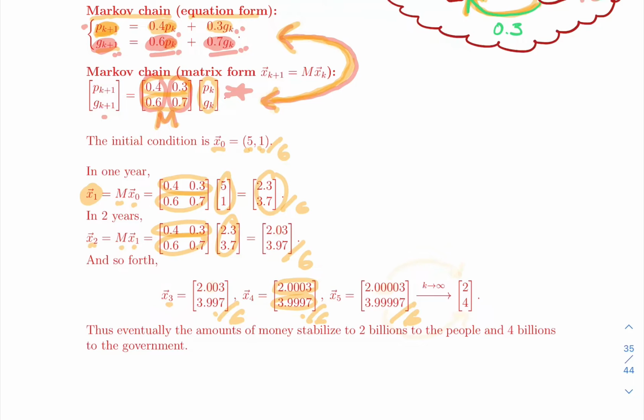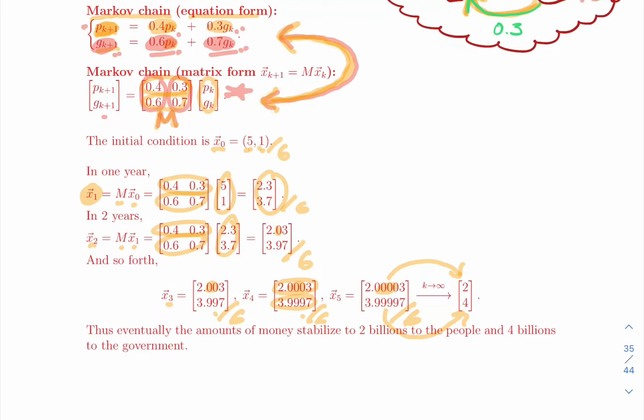And then here we can start to see a pattern. If you let this go forever, you see these zeros: 1 zero, 2 zeros, 3 zeros, 4 zeros. You're going to have more and more zeros after the dot. So you can see that the 2.0003 will eventually go to 2, and the 3.9999 and so on will eventually go to 4. So you can predict that in the long run, people will have $2 billion and the government will have $4 billion. So this Markov chain seems to stabilize to this amount of money.